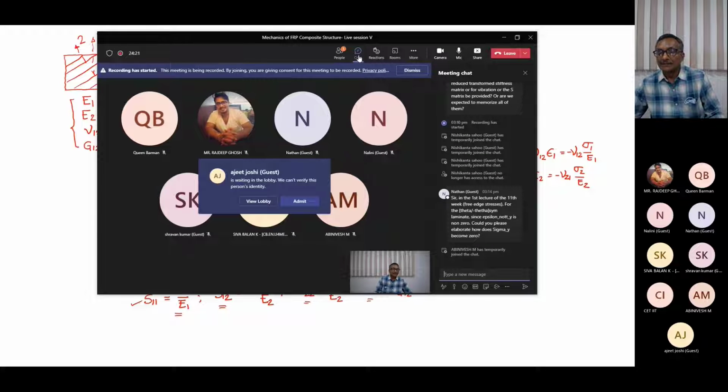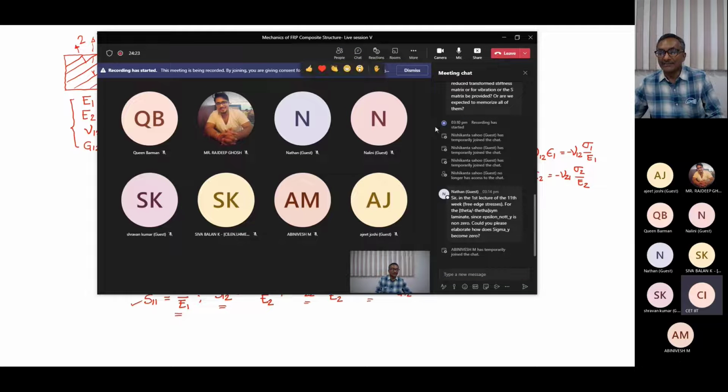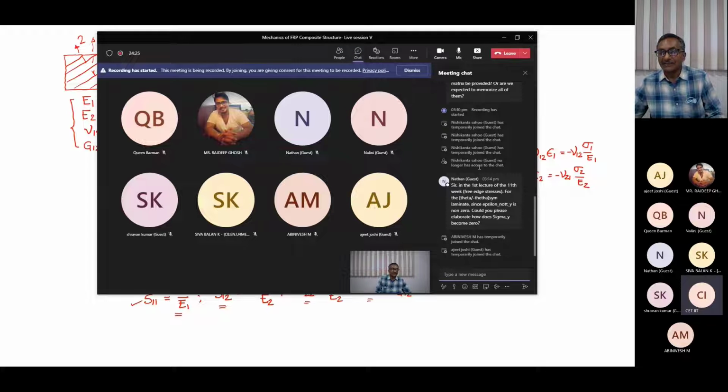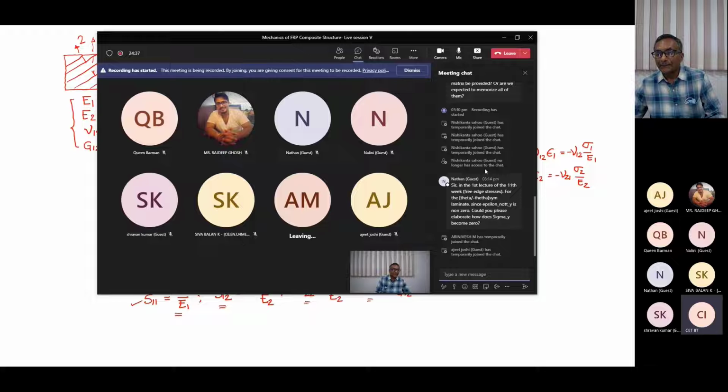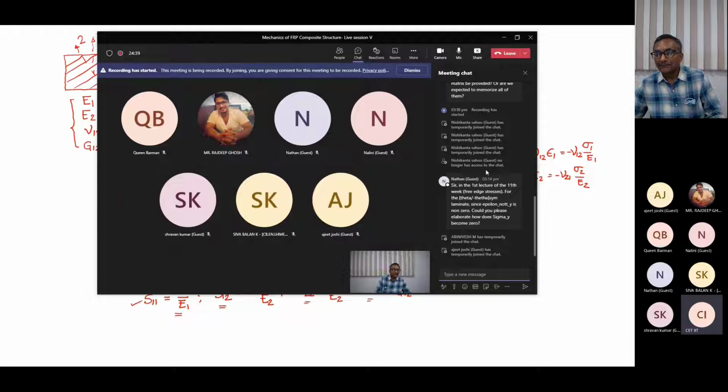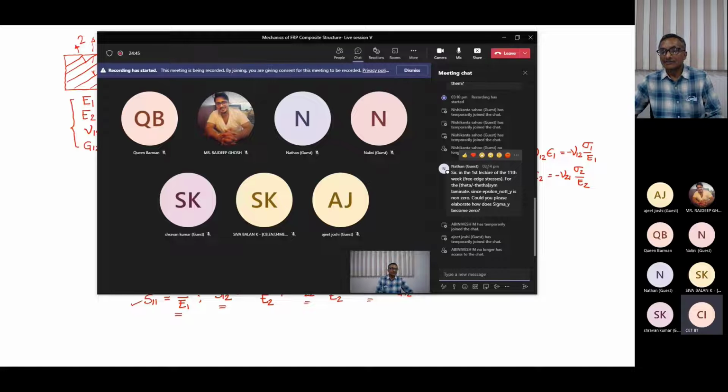First lecture, 11th week, the free edge stresses for plus minus theta symmetric laminate, since epsilon y is non-zero. Could you please elaborate how sigma y becomes 0? Before that, is that clear what I have explained?